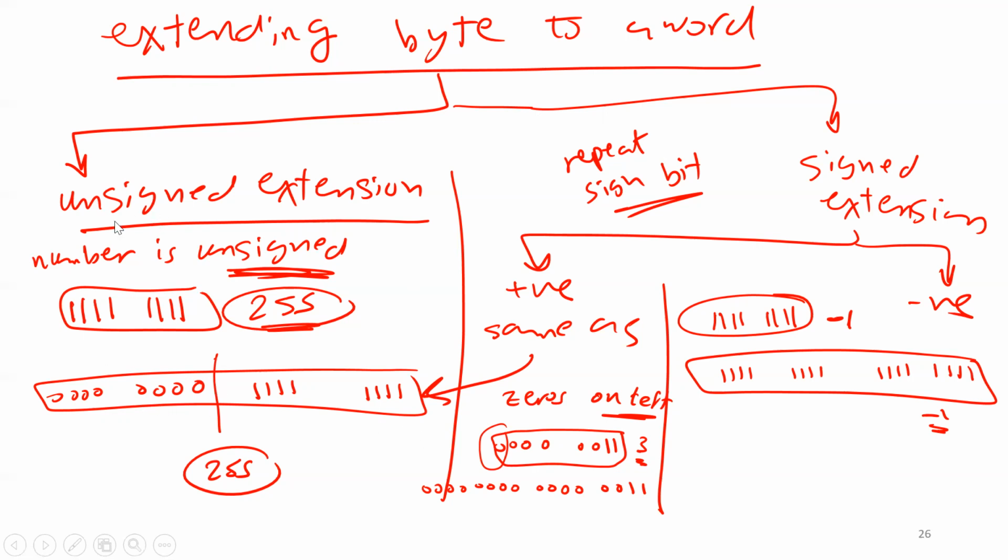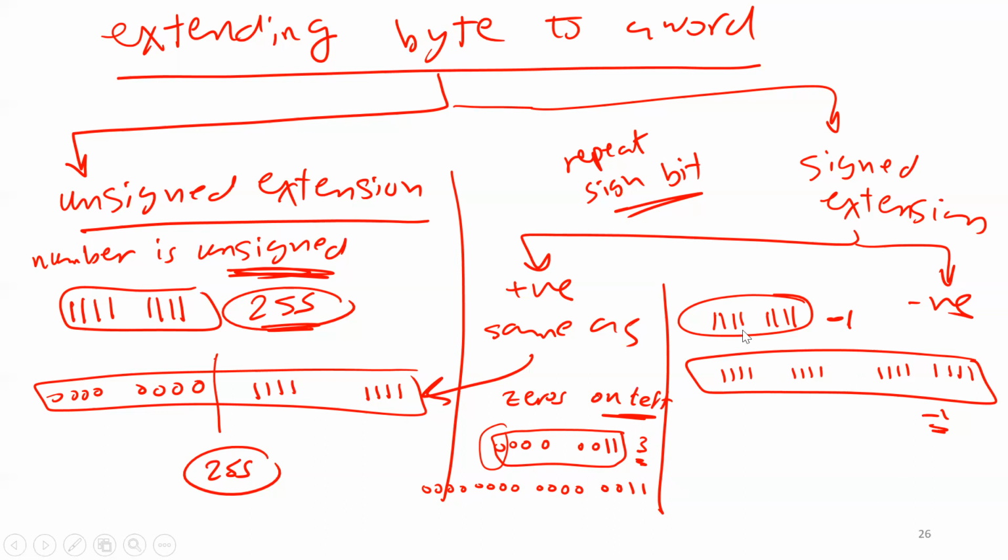Now, if the number is signed, it can be positive or it can be negative. In case of positive, similar to what we did here, just put 0s on the left and it's going to be correct. I give you an example. You have this number, 110000. So this number is number 3. If I put 0s on the left here, still I'm going to get 3. Is that okay, guys? Now, if the number is negative, you have to put 1s on the left here.